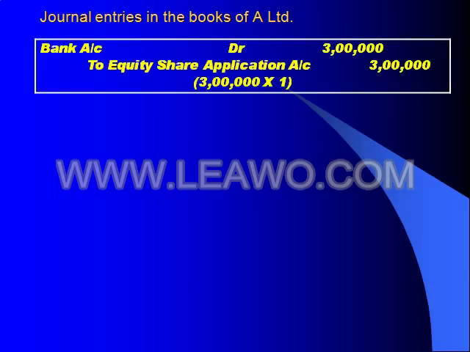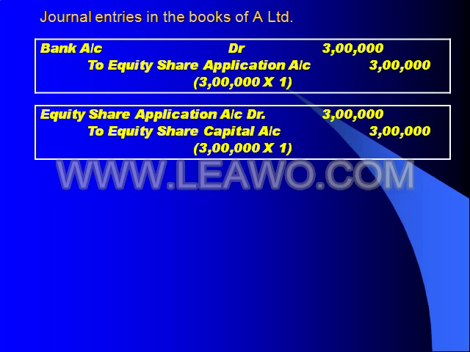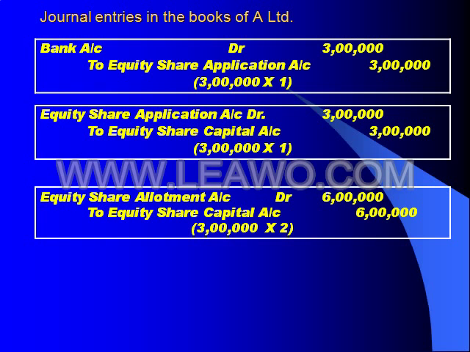The following journal entries will be passed in the books of A Limited. Since 3 lakh shares are sold and application money is rupee 1 per share, the first journal entry would be bank account debit to equity share application account rupees 3 lakhs. The application money so received will be transferred to share capital account with a journal entry equity share application account debit to equity share capital account.